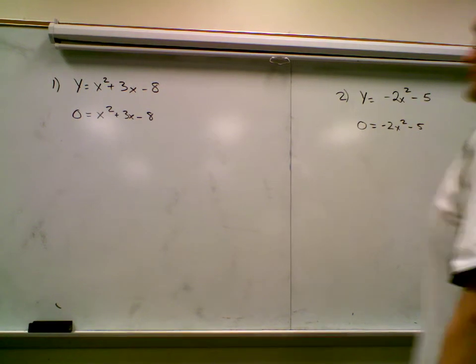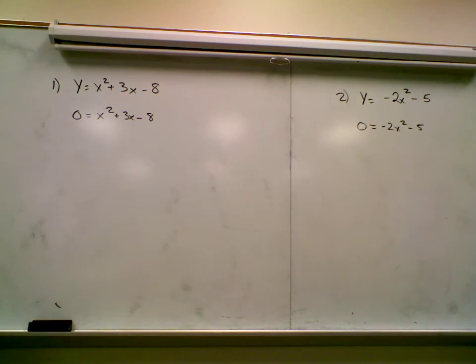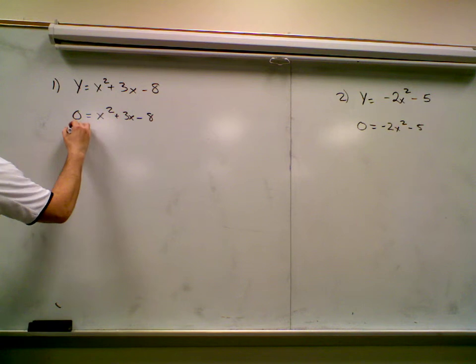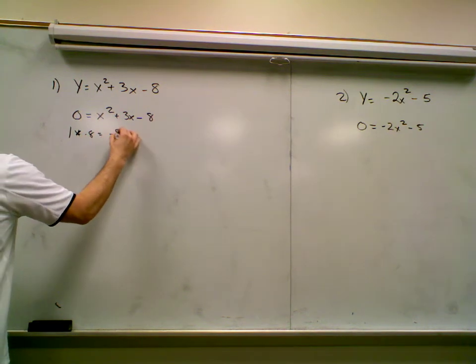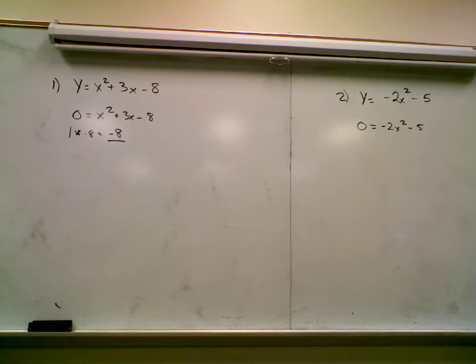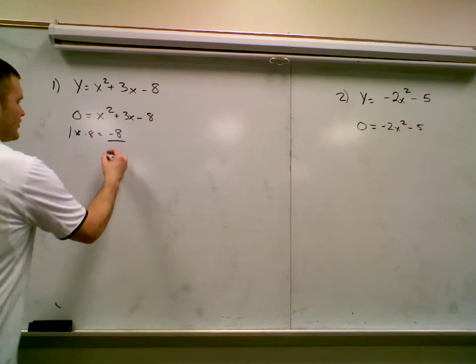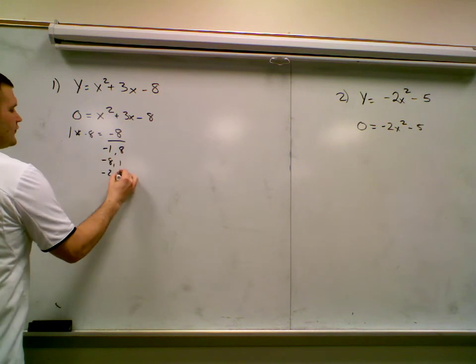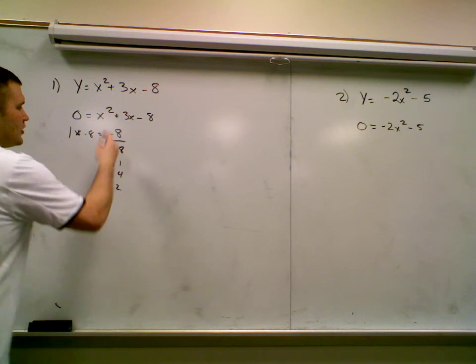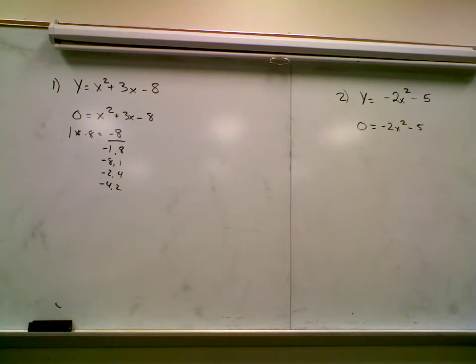If I'm trying to factor these two, what do I do? Multiply 1 times -8. Good. A times C, 1 times -8, we get -8. Now we need to find the factors of -8 that add to 3, right? There aren't any, right? Because the factors of -8 are -1 and 8, -8 and 1, -2 and 4, -4 and 2. Did any of them add to 3?